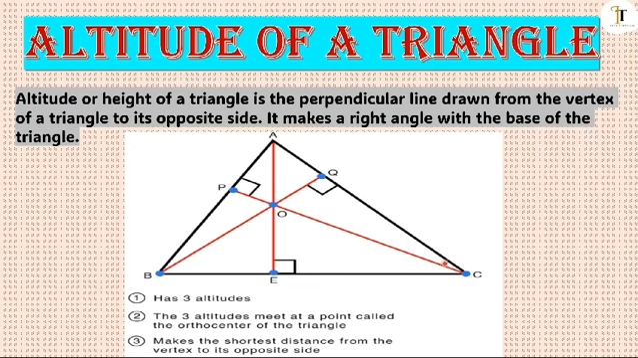Okay, and where all these three altitudes meet, that means intersect, this point O is called the orthocenter. What we call the orthocenter, whereas in the median we call it the centroid, right? So by definition, the altitude or height of a triangle is the perpendicular line drawn from the vertex of a triangle to its opposite side, and it always makes a right angle with the base of a triangle.